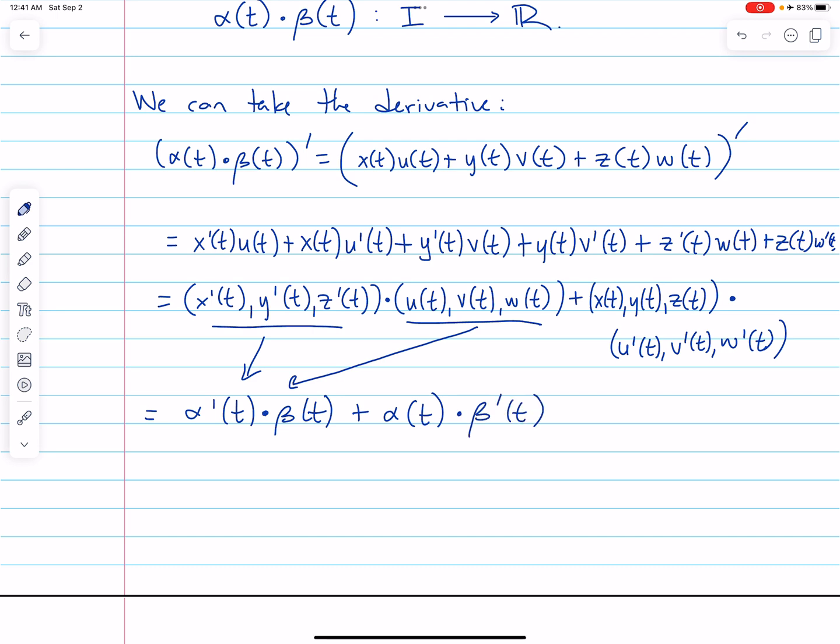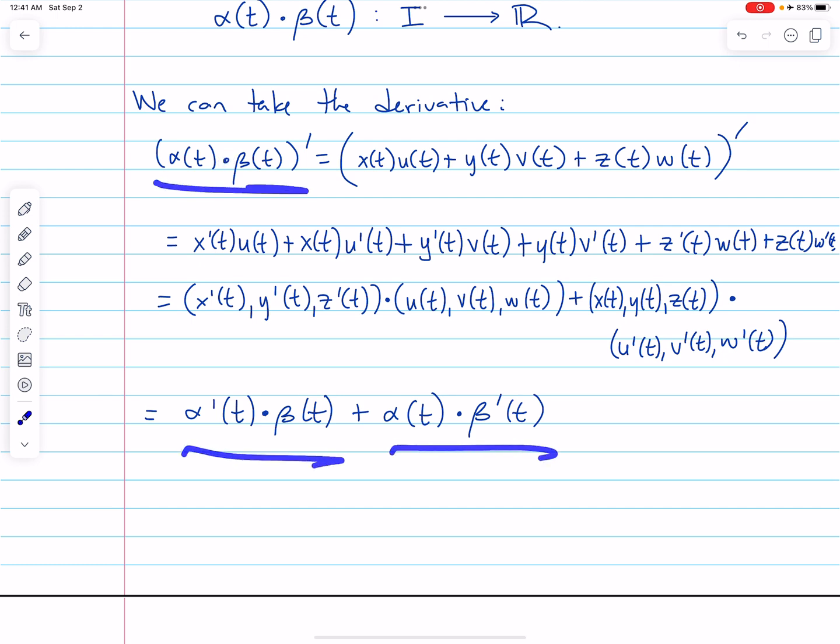So this should look quite reasonable. This is really just a product rule, right? If these were just two real valued functions instead of two functions into R3, and this was just ordinary multiplication, then this is exactly what the product rule would look like. So in fact, we have a product rule for dot products, which is a nice fact.